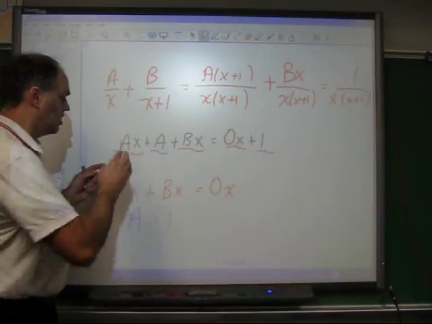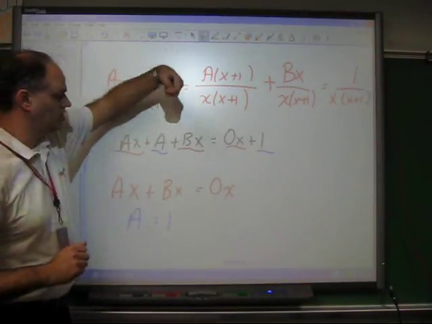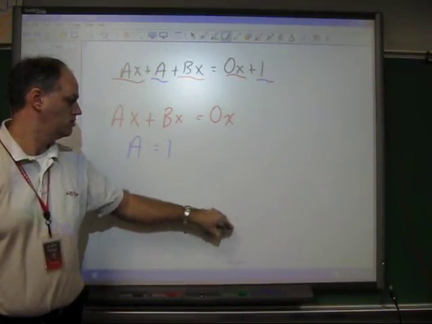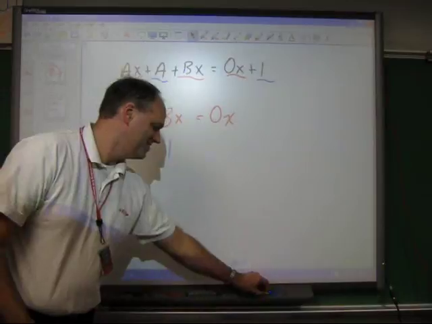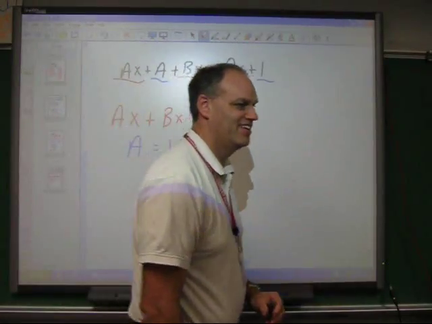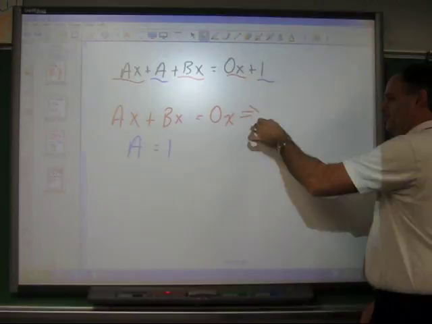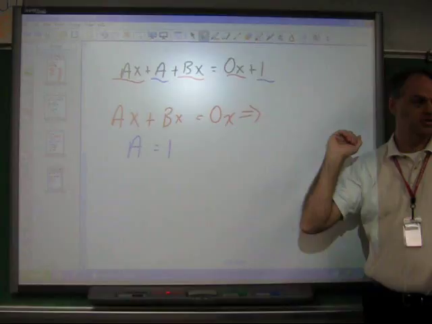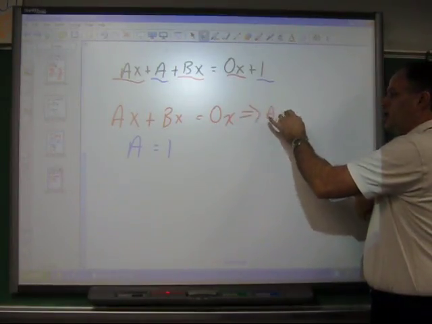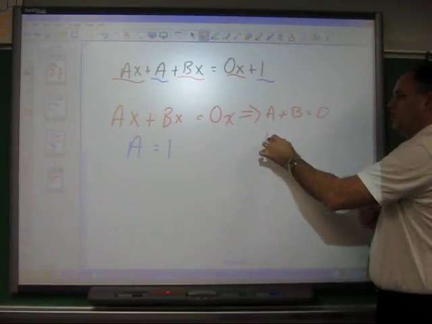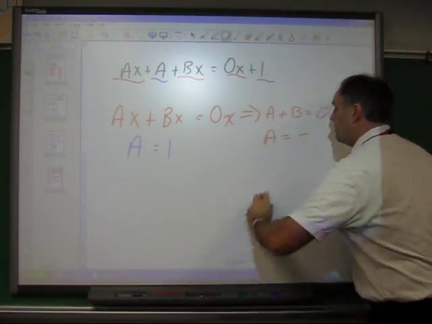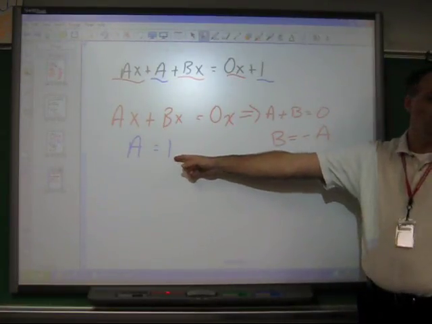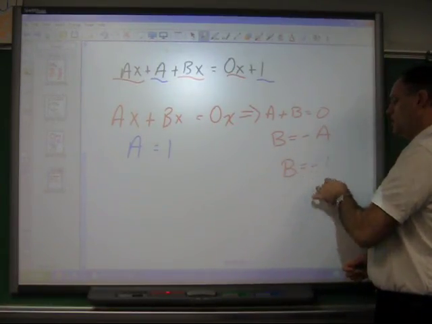Put the like terms together. Our x terms get put together, then our constants get put together. So this whole time A equals 1. From that top equation, the x is common to all of them, so we'll divide it out. We have A plus B equals 0, which implies that B equals the opposite of A. But A equals 1, so B is equal to negative 1.